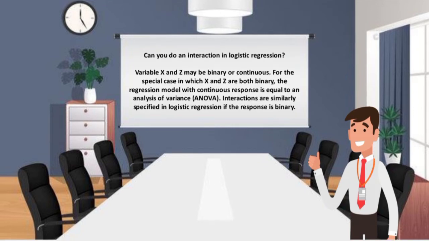Can you do an interaction in logistic regression? Variables x and z may be binary or continuous. For the special case in which x and z are both binary, the regression model with continuous response is equal to an analysis of variance, or more commonly known as ANOVA. Interactions are similarly specified in logistic regressions if the response is binary.